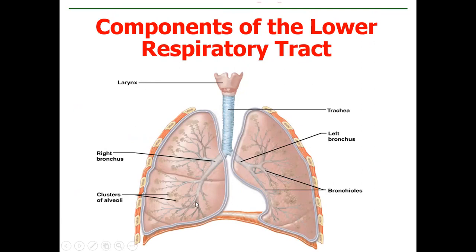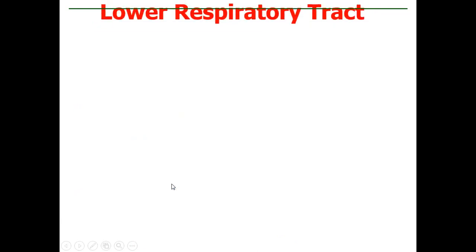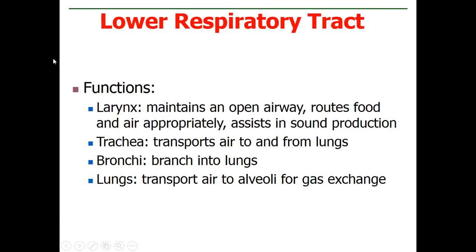Components of the lower respiratory tract: the larynx, the trachea, right bronchus and left bronchus, bronchioles, and clusters of alveoli. The lower respiratory tract functions: the larynx maintains an open airway, routes food and air appropriately, and assists in sound production.